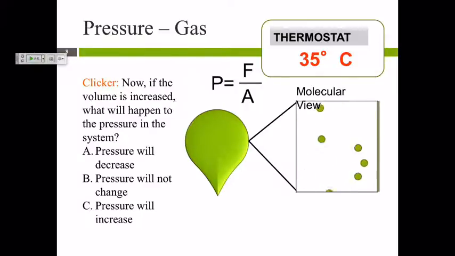You're saying that it would just take longer for the molecule itself to hit the side of the container. So it has a longer distance to go before it collides with the side of the container again. So what's the one factor we didn't talk about in that equation? P equals F over A.